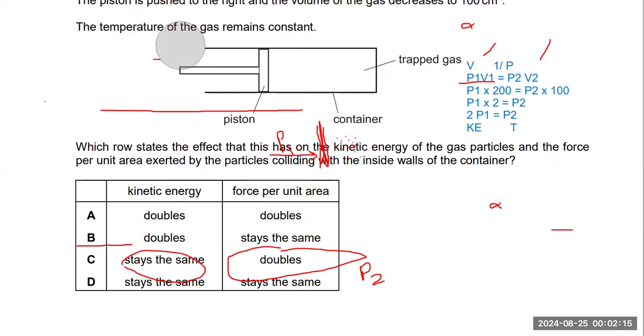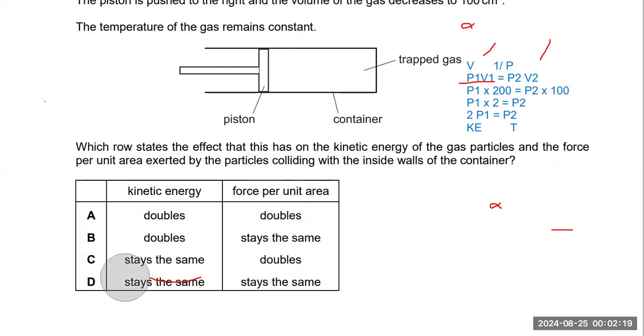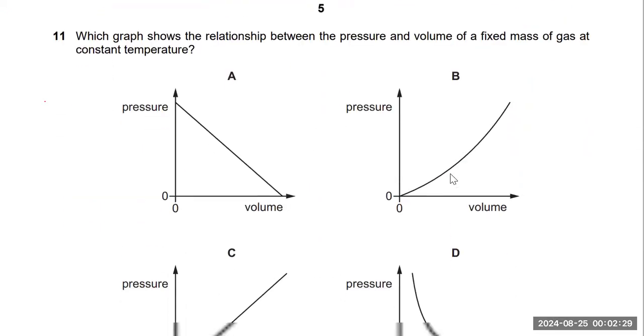Okay. So I hope you can understand all the depth of that question, how we can solve this one. Now we are moving towards the next question. Which graph shows the relationship between pressure and volume of a fixed mass of a gas at constant pressure?